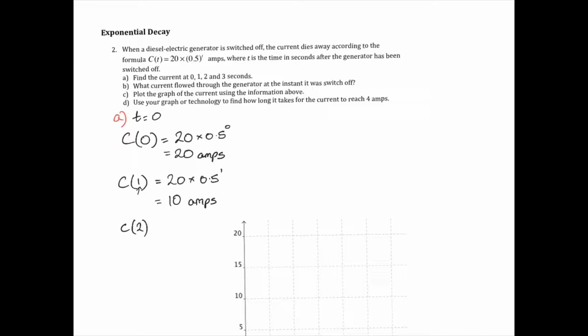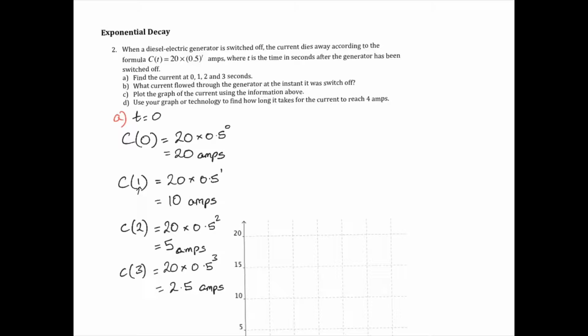So when C is 2, that's 20 times 0.5 squared. Now hopefully you know a half squared is just a quarter. So a quarter of 20 is 5. And C3 is 20 times 0.5 cubed, which really is just a half of 5, which is 2.5. Because you can see they're all halving each time, because we're timesing by another half.